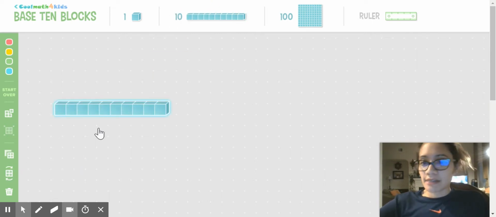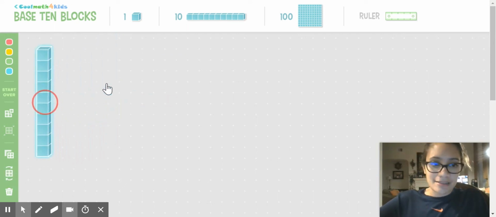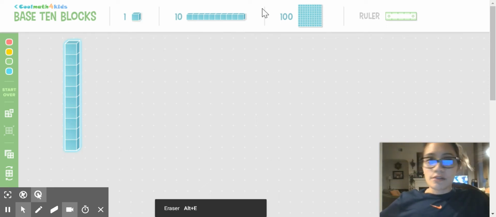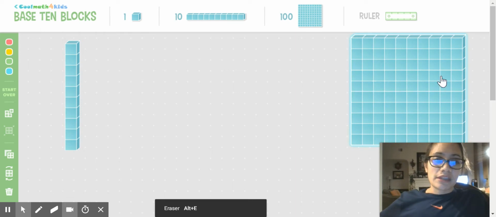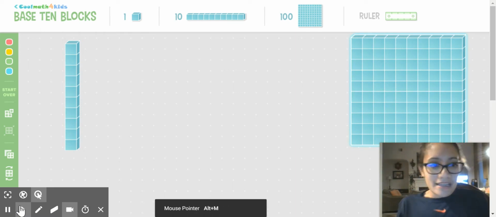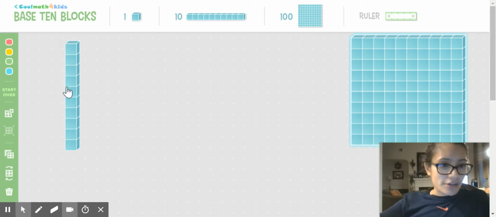So I'm going to put a rod right here. I'm going to rotate it around so that you can recognize it. And I want you to think about how many of these rods that I'm circling would equal this big guy over here. Okay, how many tens would it take to make 100? Let's skip count by tens to figure it out. So let's go for it.